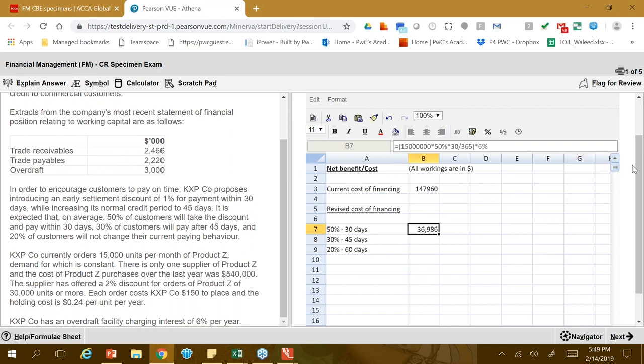Is everyone okay with this calculation? Any question on this one first before we go into the next ones? So we've got the cost of financing receivables who take 30 days. That is what we have just found out now.